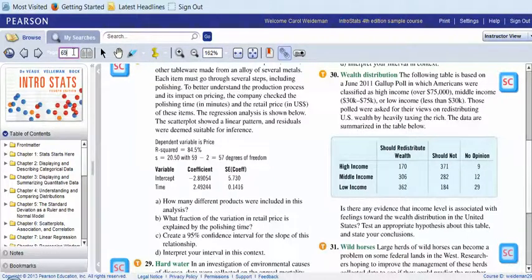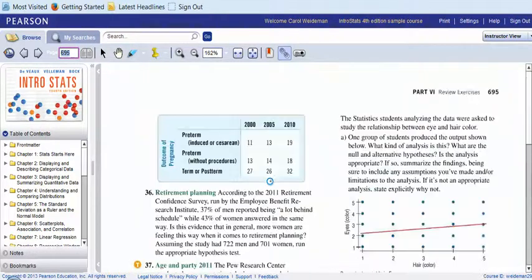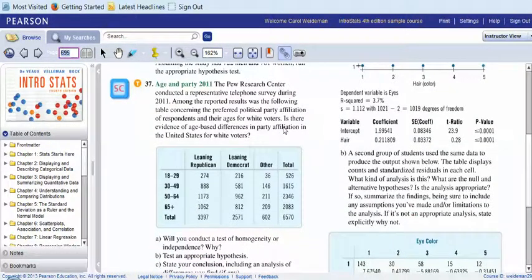So we'll try this one instead because I just want to show you what it looks like when you've got summary data. Okay, this is looking at party affiliation and their ages for white voters. So a similar kind of problem to what we had before, but let's see if we can get this one to load so I can show you how you work with the summary data.